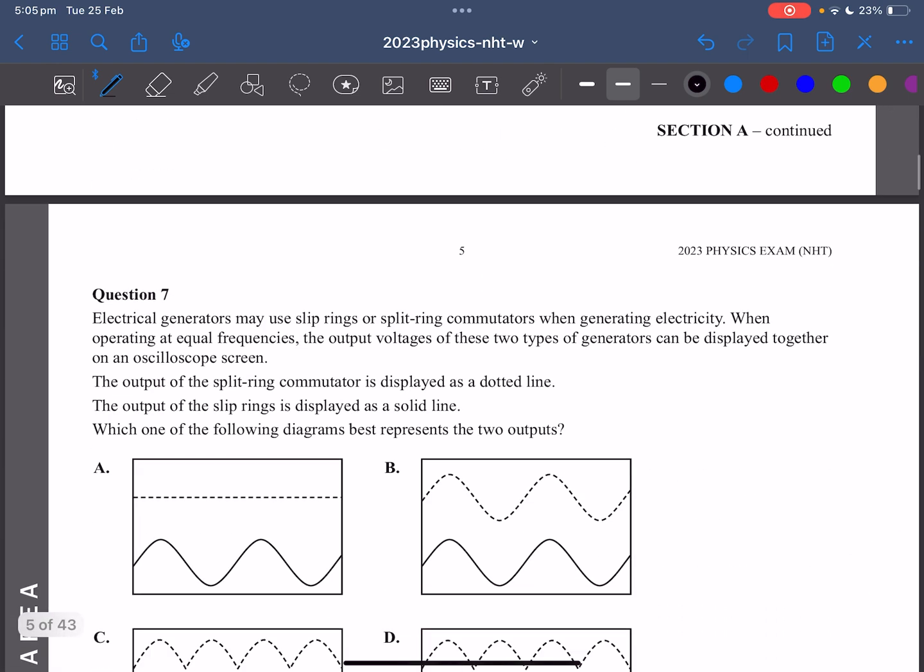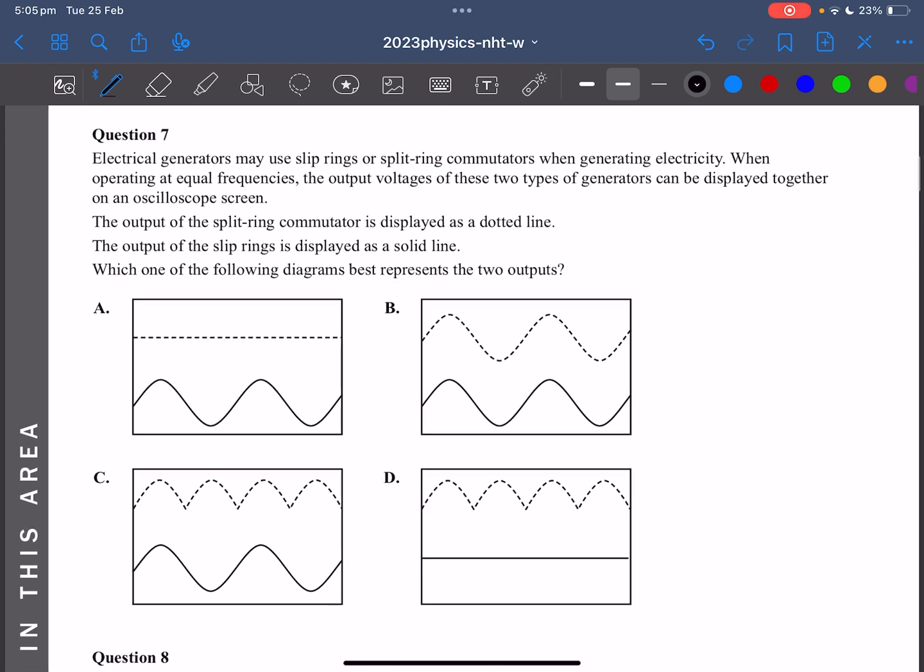Question 7. Electrical generators may use slip ring or split ring commutators when generating electricity. When operating at equal frequencies, the output voltage of these two types of generators can be displayed together on an oscilloscope screen. The output of the split ring commutator is displayed as a dotted line. The output of the slip rings is displayed as a solid line. Which one best represents the two outputs?